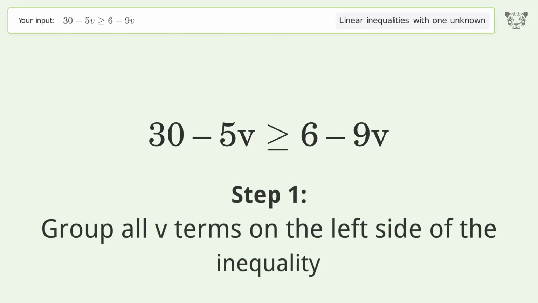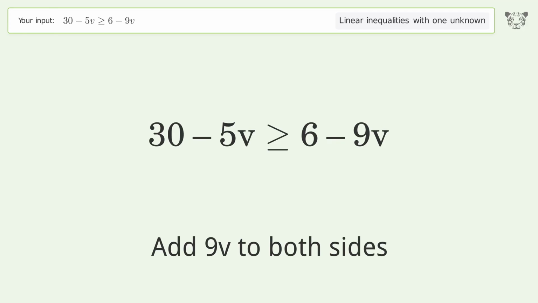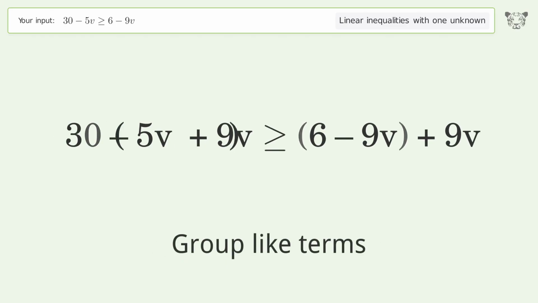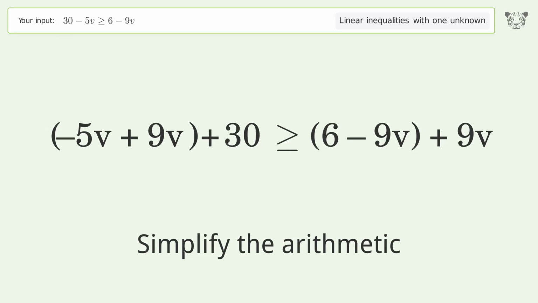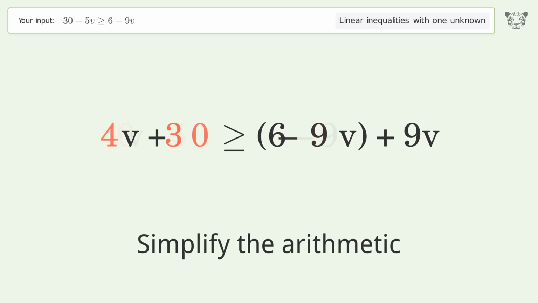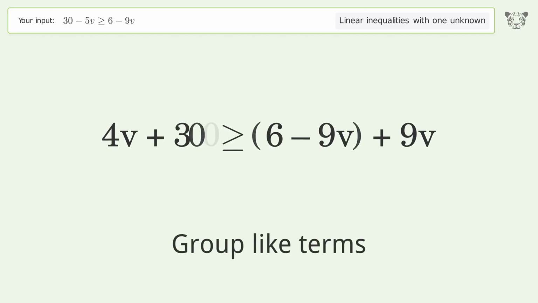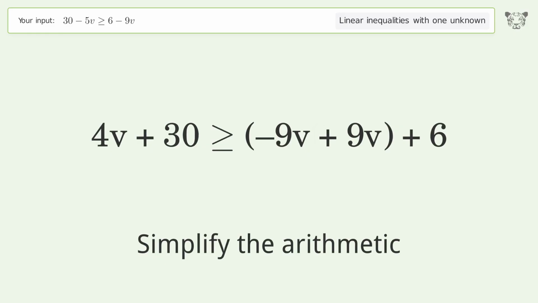Group all v terms on the left side of the inequality. Add 9v to both sides. Group like terms. Simplify the arithmetic. Group like terms. Simplify the arithmetic.